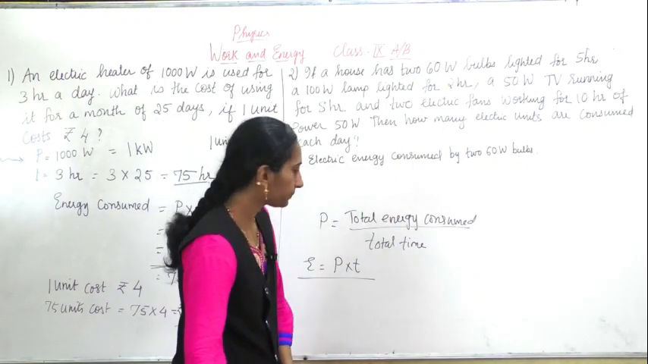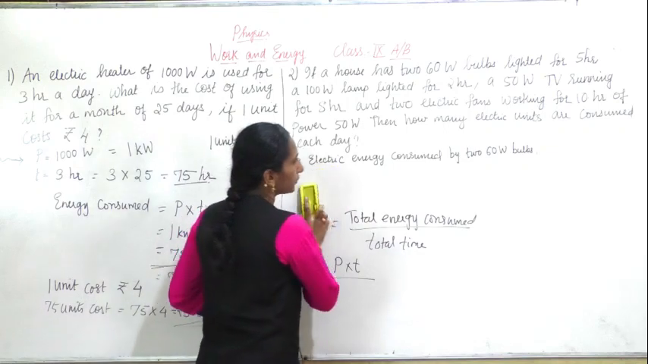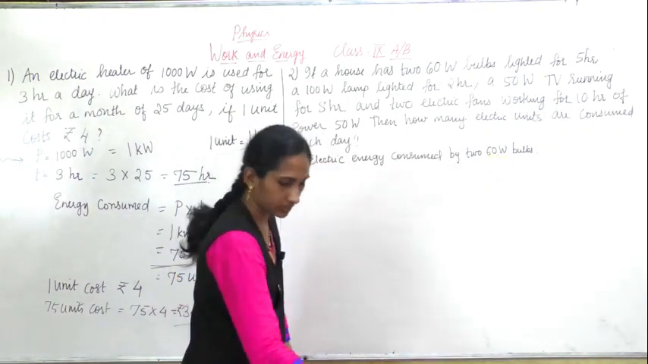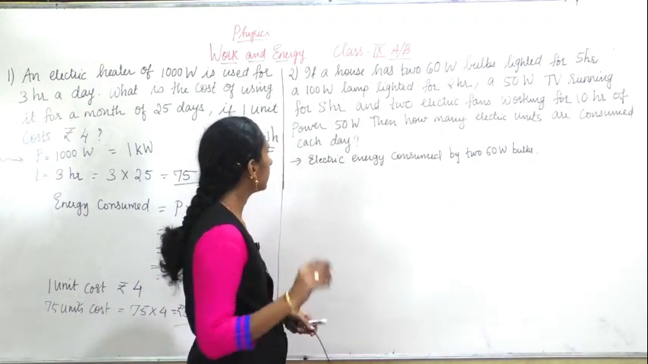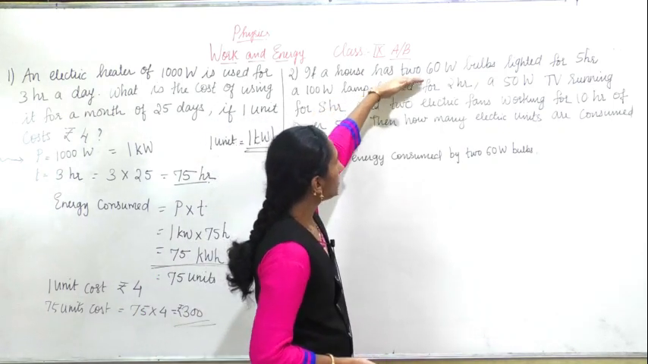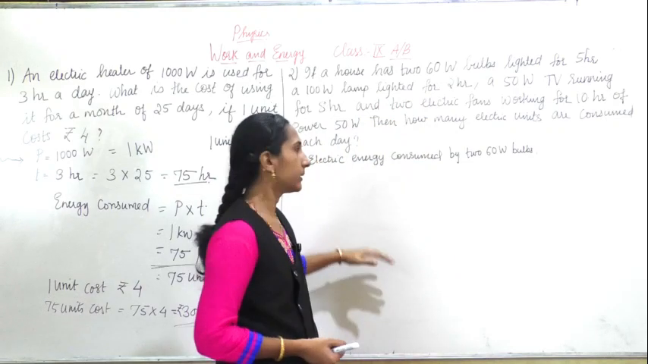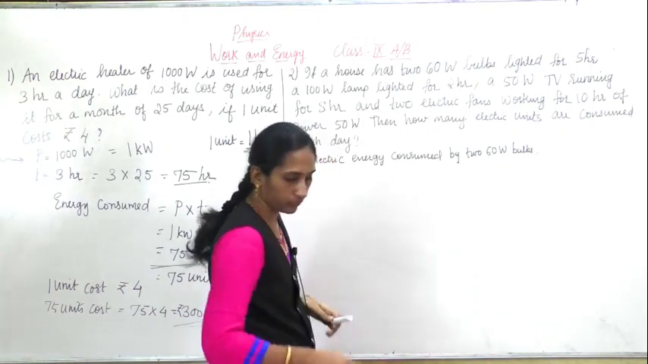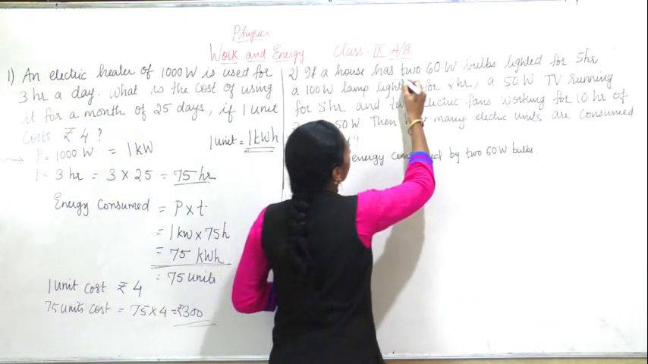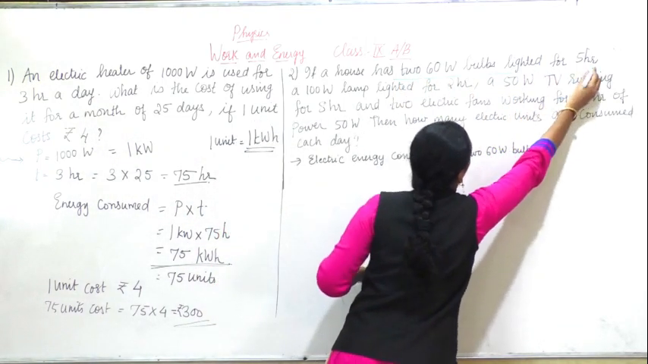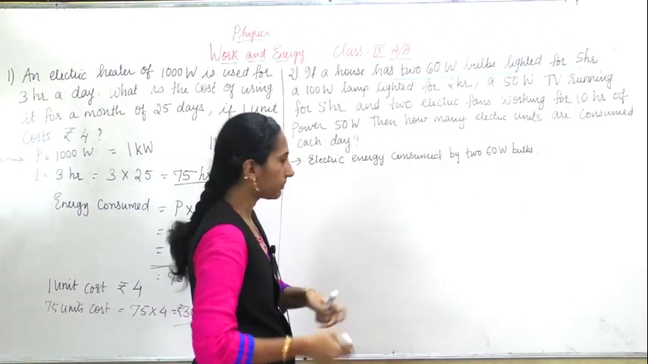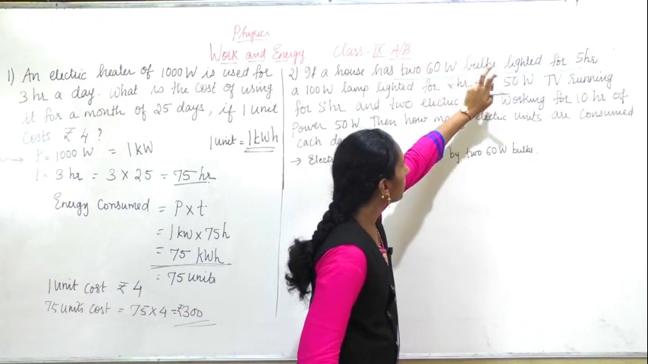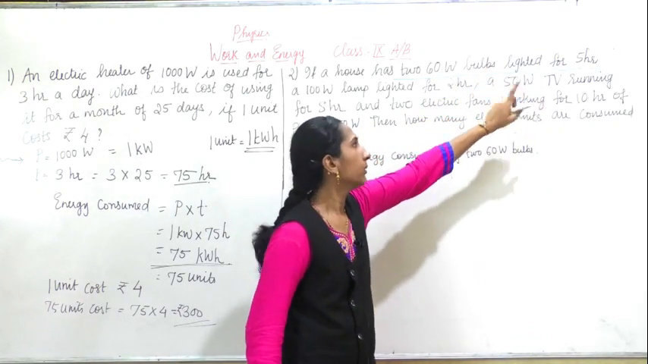Here you can see electric energy consumed by 2 60-watt bulbs. This I have written for saving time. For each item you have to write a statement like this: electrical energy consumed by. Now we will go one by one. See here, 2 60-watt bulbs lighted for 5 hours. How will you write this statement? You will write energy consumed by 2 60-watt bulbs lighted for 5 hours.